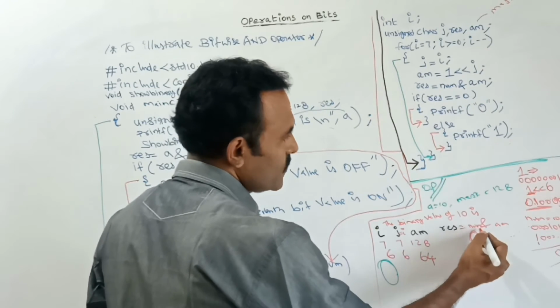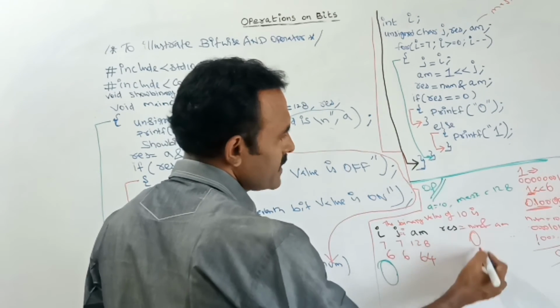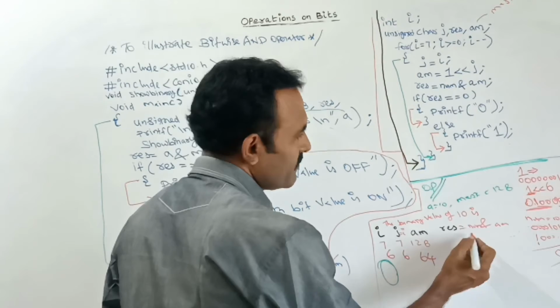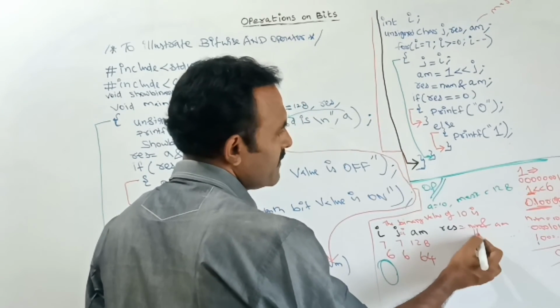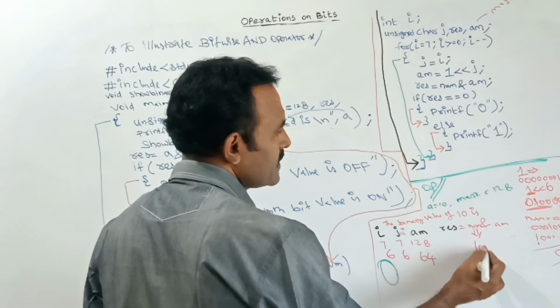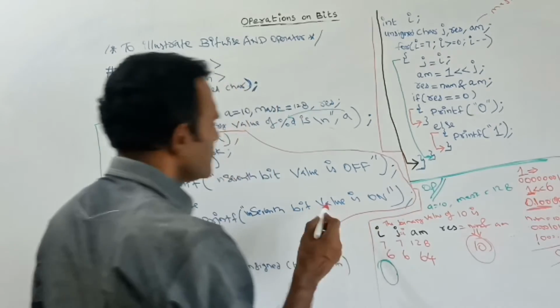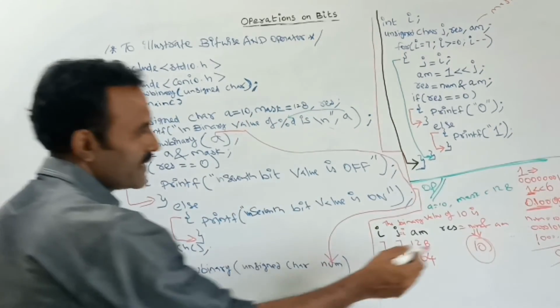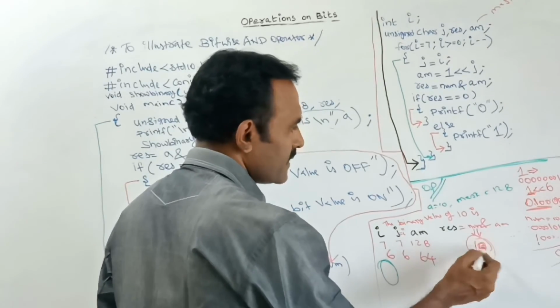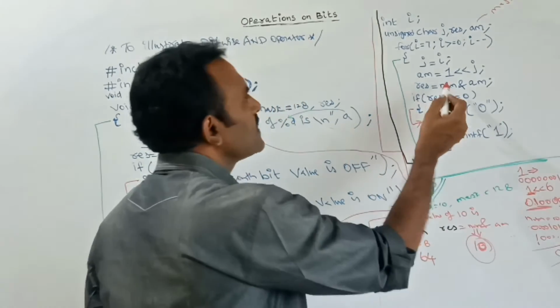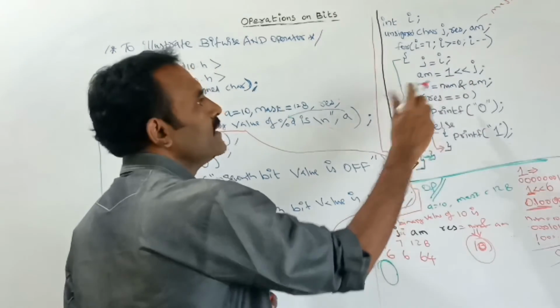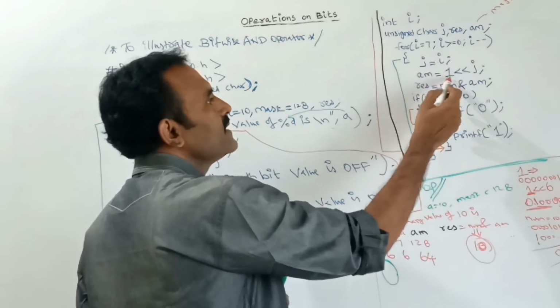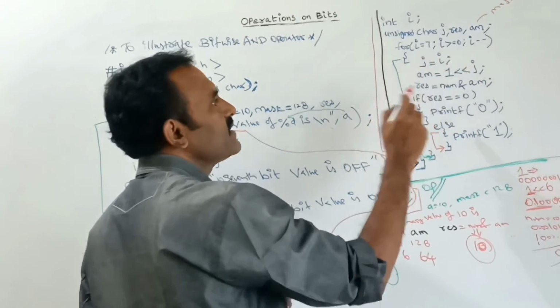Next, result is equal to NUM, and NUM is the constant value. Each and every time this NUM value will not change, because this is fixed. The value of A that we pass here is 10. Here the AM value for each and every iteration will change, because I am left shifting: AM is equal to 1 with the jth value.